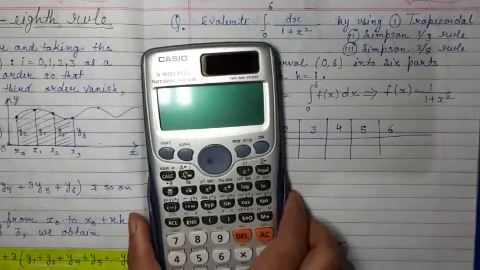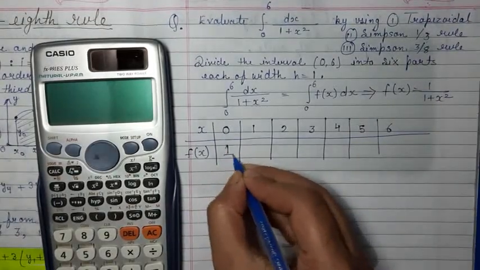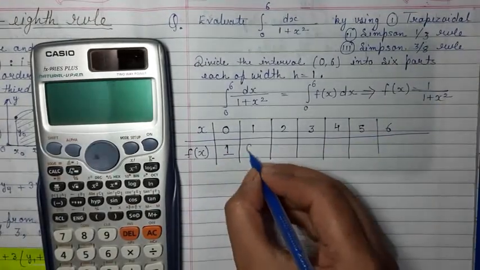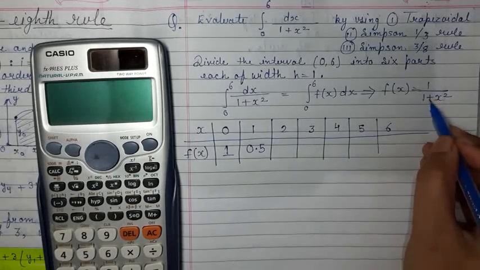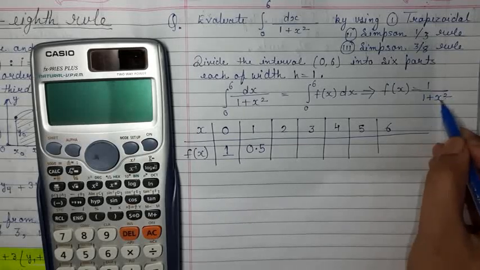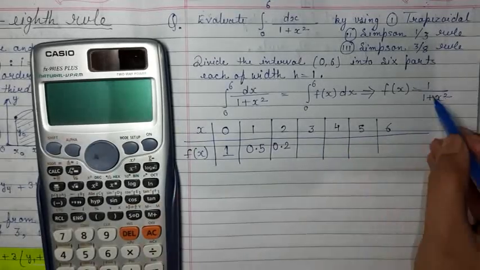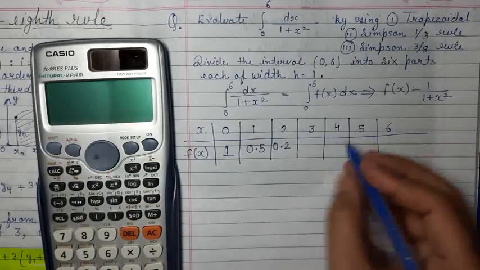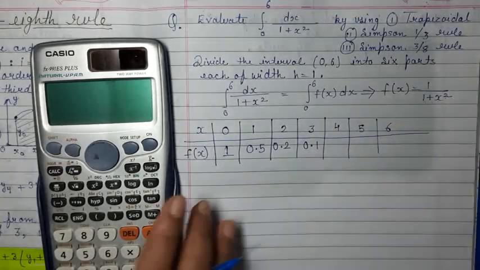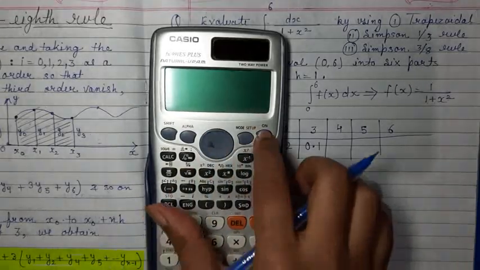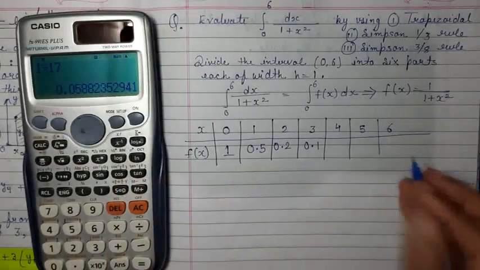Now if you find the values, 1 by 1 plus 0 is 1 only. 1 by 1 plus 1 is 1 by 2, which is 0.5. 1 plus 2 square is 5, so 1 by 5 is 0.2. Similarly, in place of x we put 3: 3 square is 9 plus 1 is 10, so 0.1. If we put 4, 4 square is 16 plus 1 is 17, and 1 divided by 17 gives 0.0588.